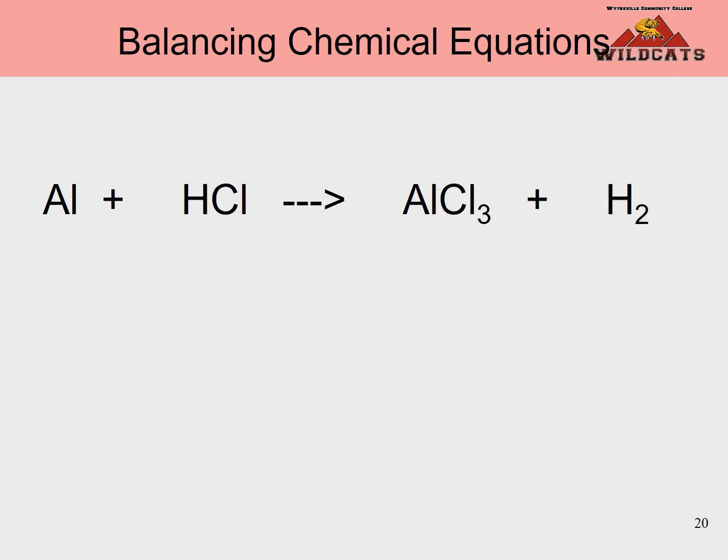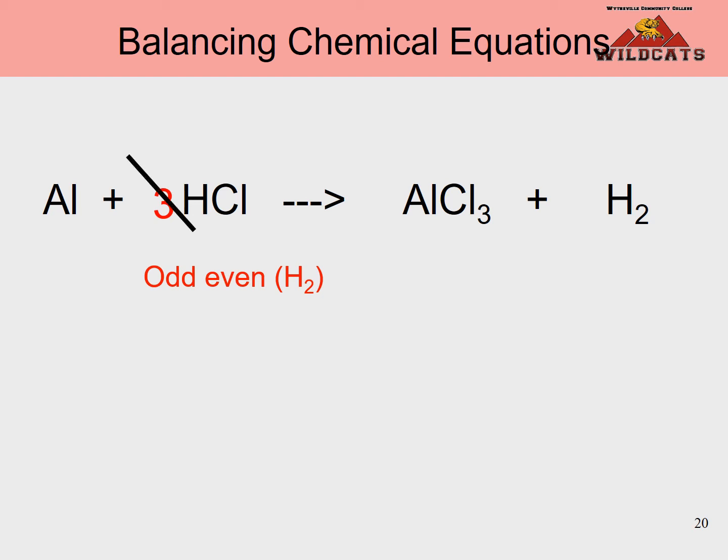So let's take a look. I've got aluminum plus hydrochloric acid gives aluminum chloride and hydrogen. And so I'm going to start out by putting a 3 in front of the HCl, because I had 3 chlorines on the right in the AlCl3. And the issue I'm going to run into is I've got an odd-even issue going on, because now if you notice, I've got an odd number of hydrogens on the left and an even number on the right.